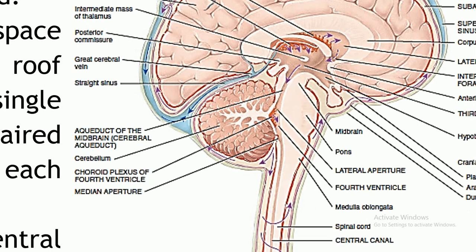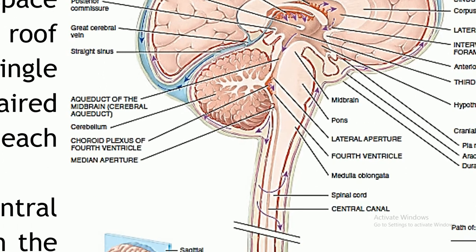So this is the one which is present on the right hand side, and one more will be present on the left hand side. So these three openings, that is a single median aperture and the two lateral apertures, will allow the CSF to flow into the subarachnoid space. That's the subarachnoid space.